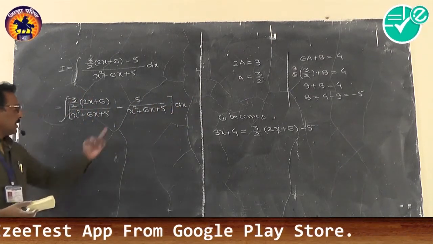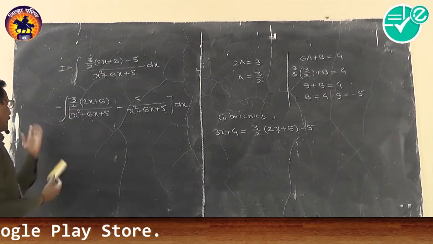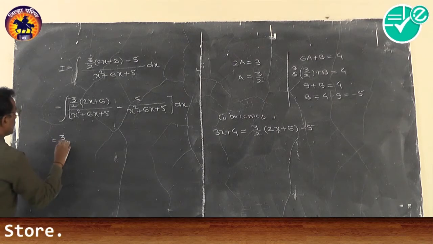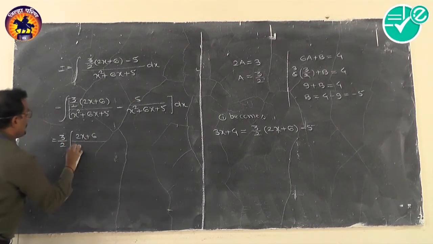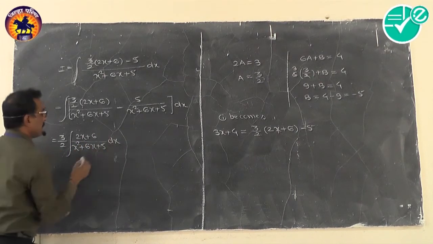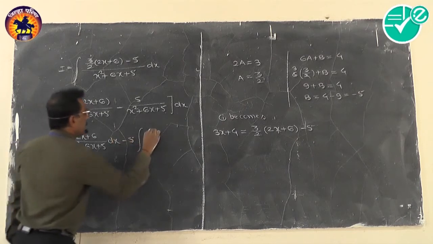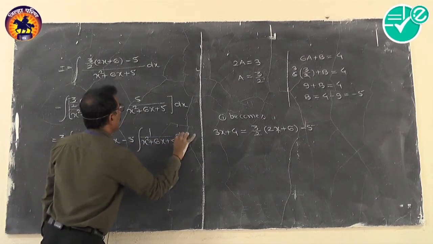I think you know here this minus sign indicates this integration is split into two integrals. The constant you have to take outside. Can I write this as 3 by 2 into integration of 2x plus 6 upon x square plus 6x plus 5 dx, minus 5 is outside, 1 upon x square plus 6x plus 5, and in that dx.